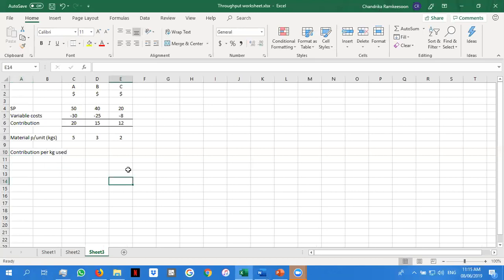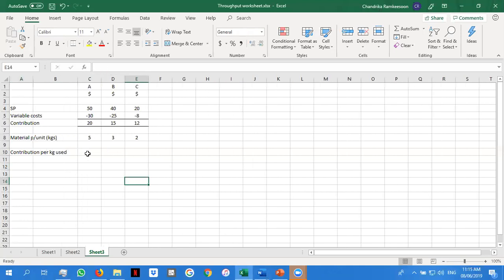Extend this again. And the way in which we'll calculate that is to divide the contribution by the kgs of the scarce resource. So I'll do it for you. 20 divided by 5.